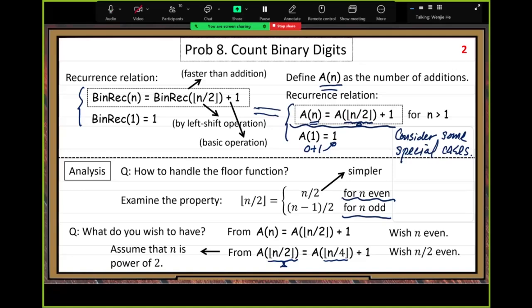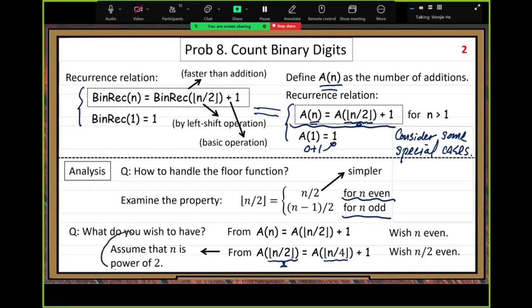But how to make the whole thing simpler? You do the recursion again and again from beginning to end, and you do not need to worry about the floor function.